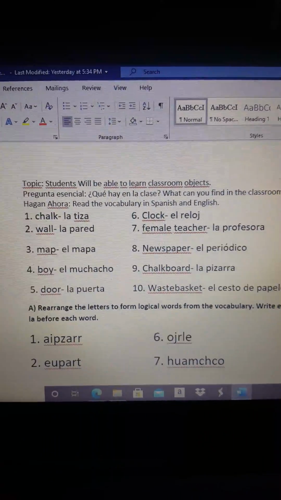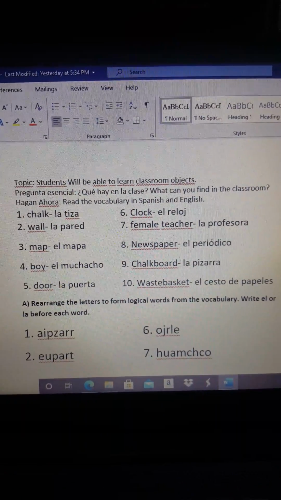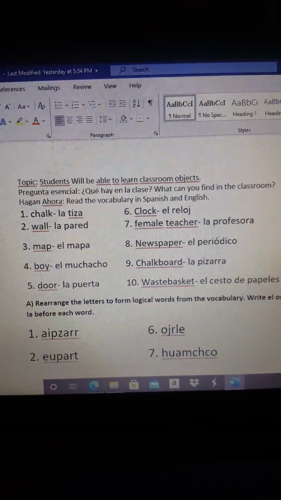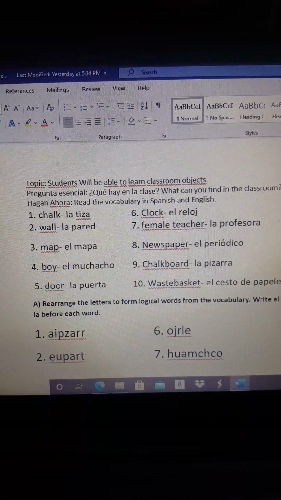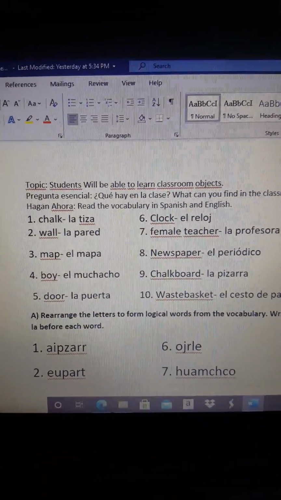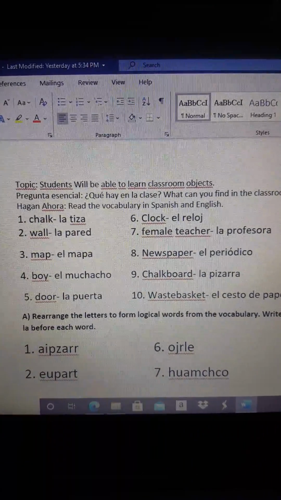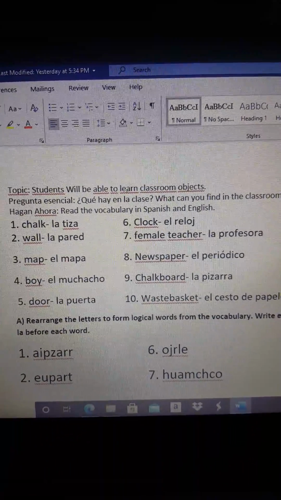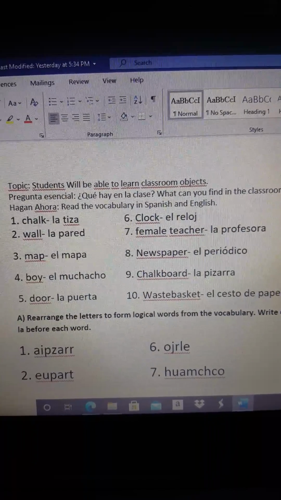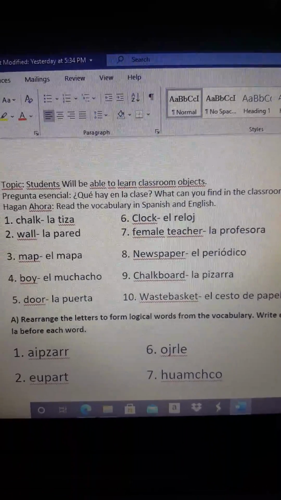I just want to give you a few ideas about some of the things that you can do when you're teaching classroom objects. If you look closely, you will see that there is a topic. Students will be able to learn classroom objects, and there's an essential question, ¿Qué hay en la clase?